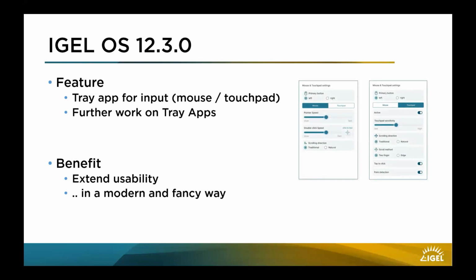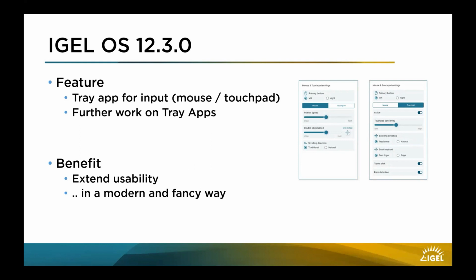So options like scroll behavior, mouse speed, palm detection, click behavior, and a few more are available here. And these can be set by the user in a handy, fancy, and easy way, just in the tray app. So I like the fancy part.